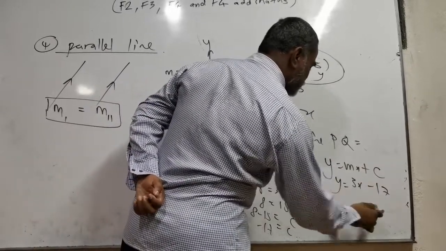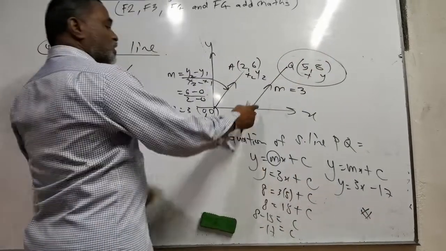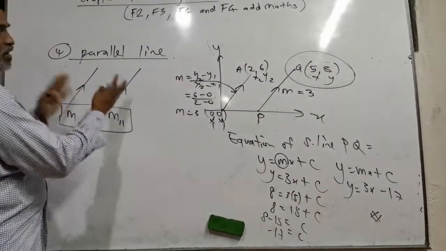Okay, that's all for this chapter. The most important thing here is that you must understand that two parallel lines have the same gradient.